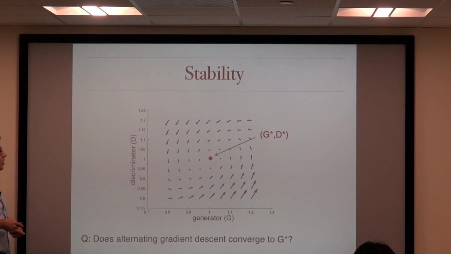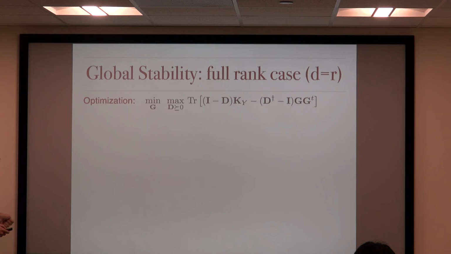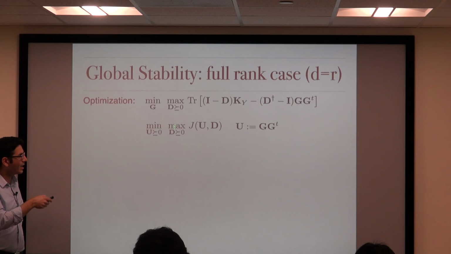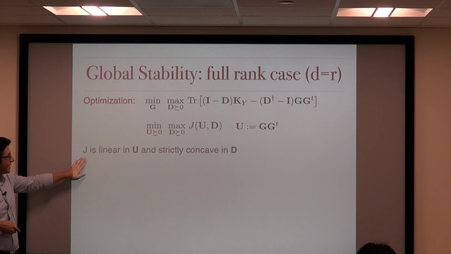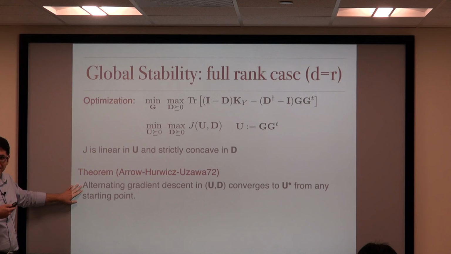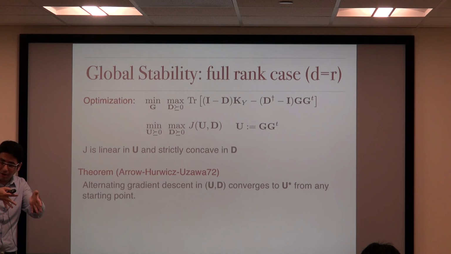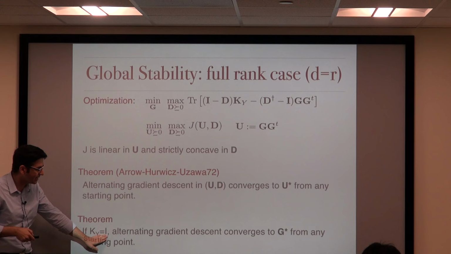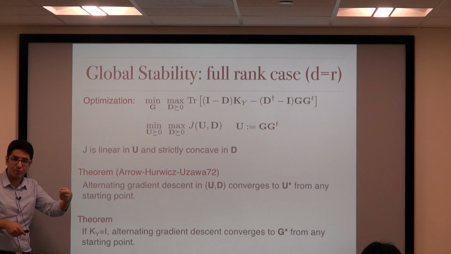Okay, so we have done the analysis for the full rank case. As I said, this is the optimization that we have here. If you think about GG transpose as a PSD matrix U, this min-max becomes a simple optimization. It becomes convex in U and concave in the D part. And there are classical results that in this case, alternating gradient descent, under some regularity constraints that I'm not going into the details of, will converge to the point of interest. But the question is that I'm not doing optimization over U, right? I'm doing gradient updates over G, not U. In that case, we cannot use this result. But we have shown that, for instance, if your covariance is identity, the same thing still holds, even though you're doing your gradient updates on the generator G instead of U.